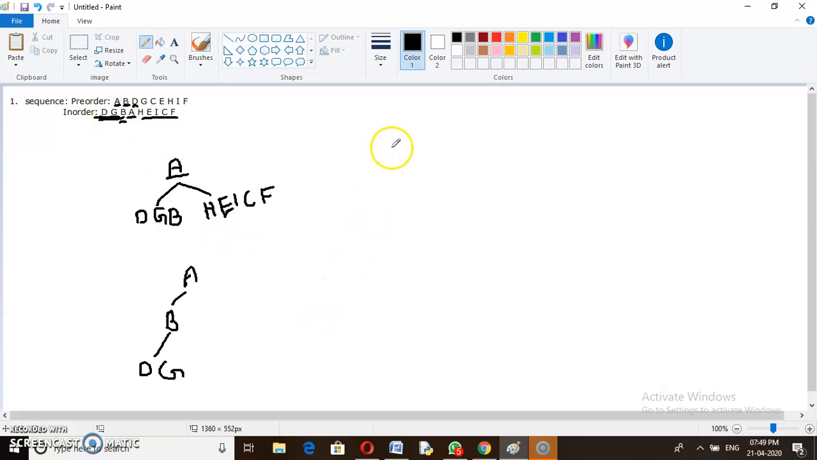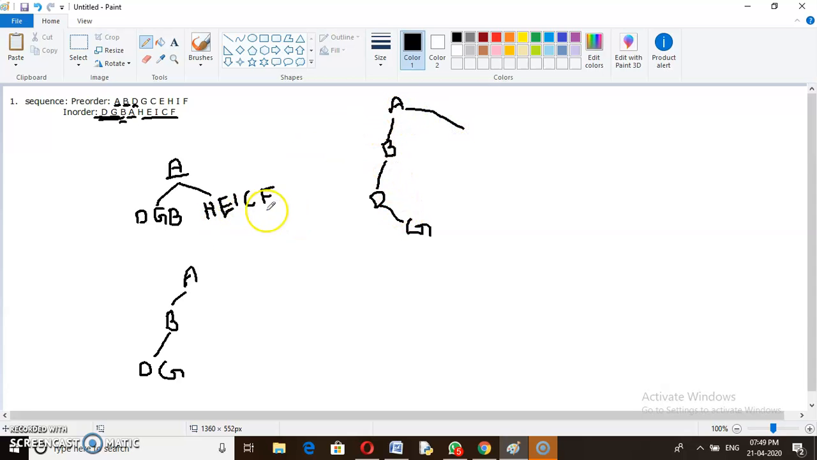So now draw the next tree as A, B. B is the left subtree, and for this B, D is the child node, and for this D the right is G. So now this is the left subtree for our tree. Now I will check for the right subtree.